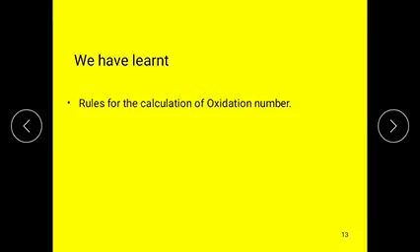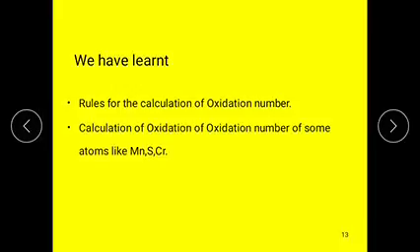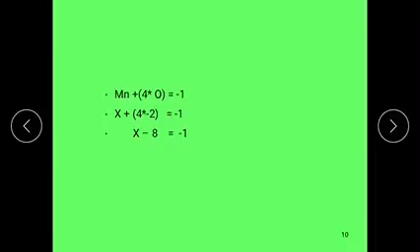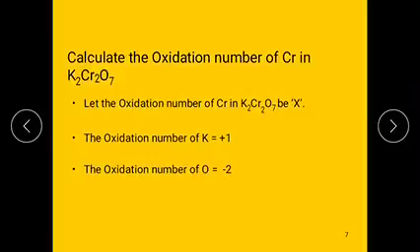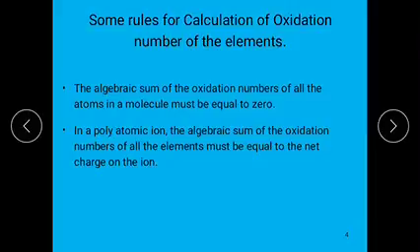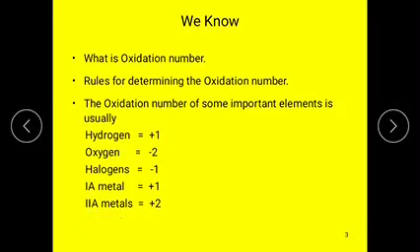Okay, in this we have learnt about the rules for the calculation of oxidation number and the calculation of oxidation numbers of some atoms like manganese, sulfur, chromium. Let us see once again the rules for the calculation of oxidation number of atoms in a molecule or ions.